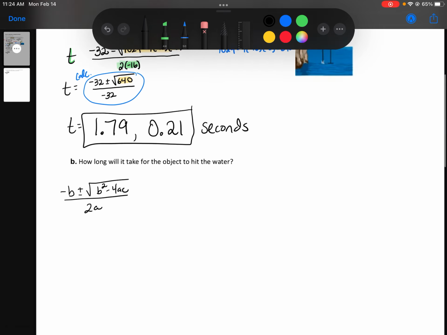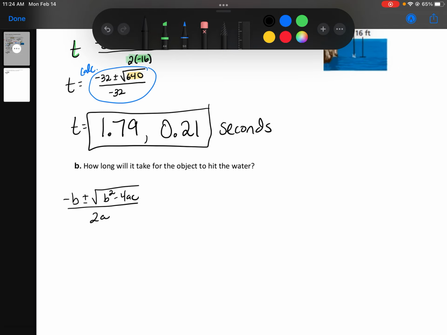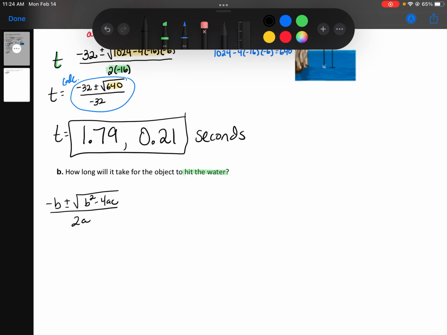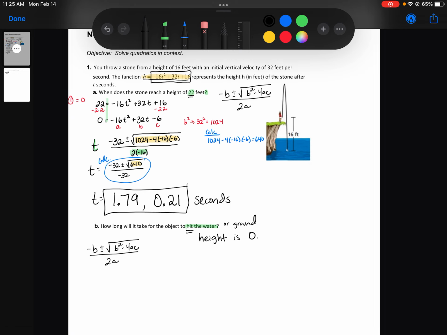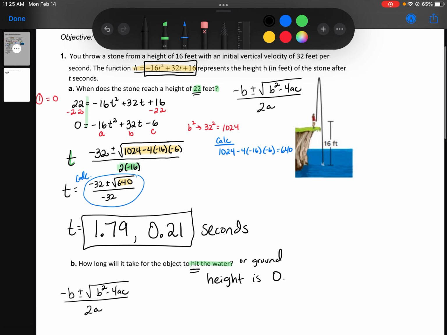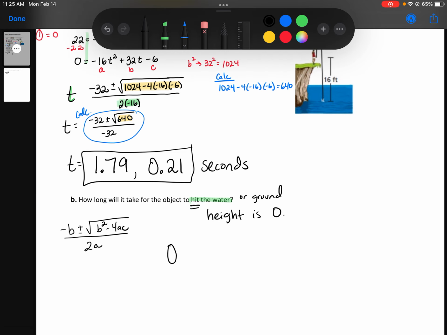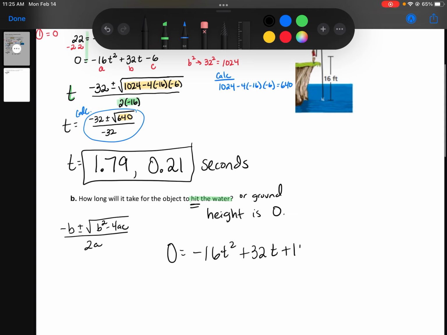All right, let's see another problem. So this one says, how long will it take for the object to hit the water? Now they'll say hit the water, and if you see the words hit the water or ground, you're going to say that your height is 0. Okay, so here's my equation again, going back to that equation. So I'm going to say 0 equals -16t squared plus 32t plus 16.